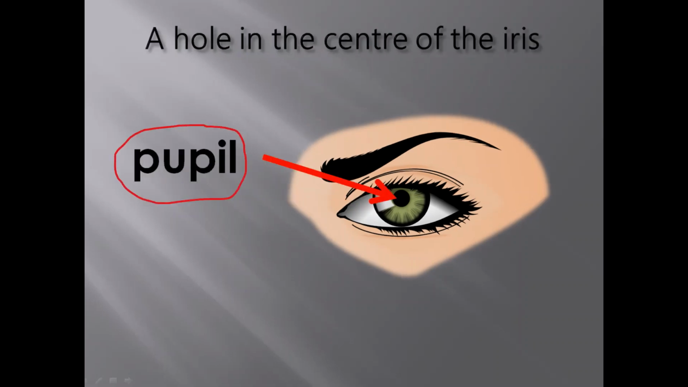Now the pupil is a hole in the center of the iris here. The pupil controls the light that enters your eye. If it's very bright outside, the pupil will shrink down smaller, or if you're in a darker area or darker room, the pupil will get bigger or expand, so it can help you see better. Okay, so that's the function of the pupil.